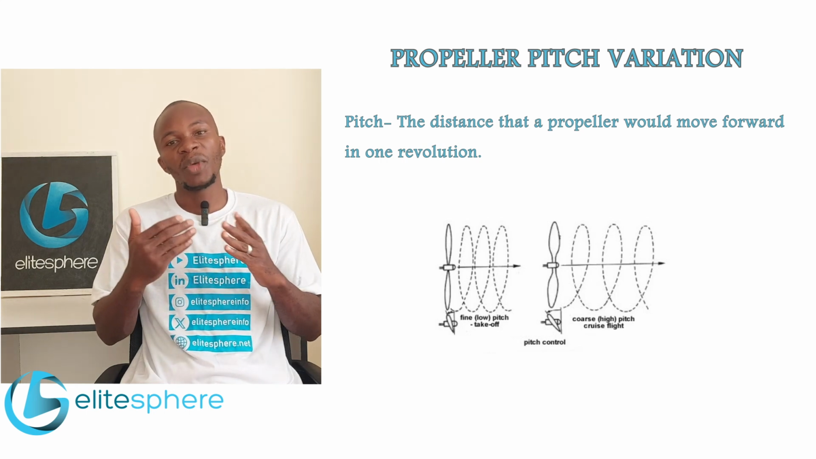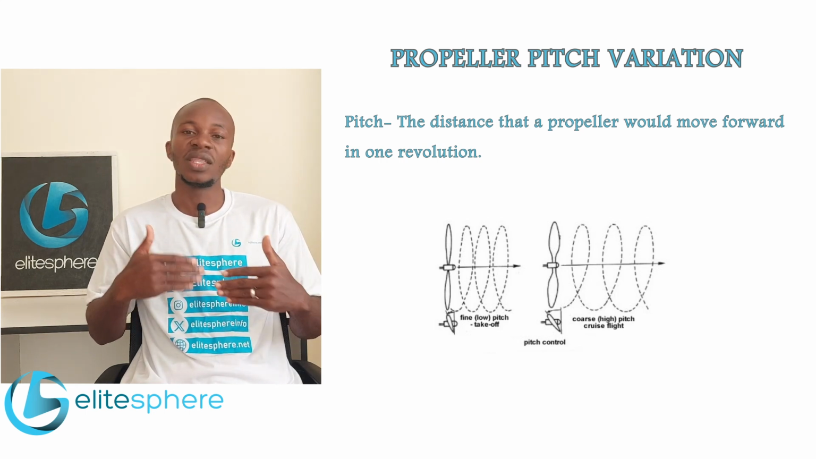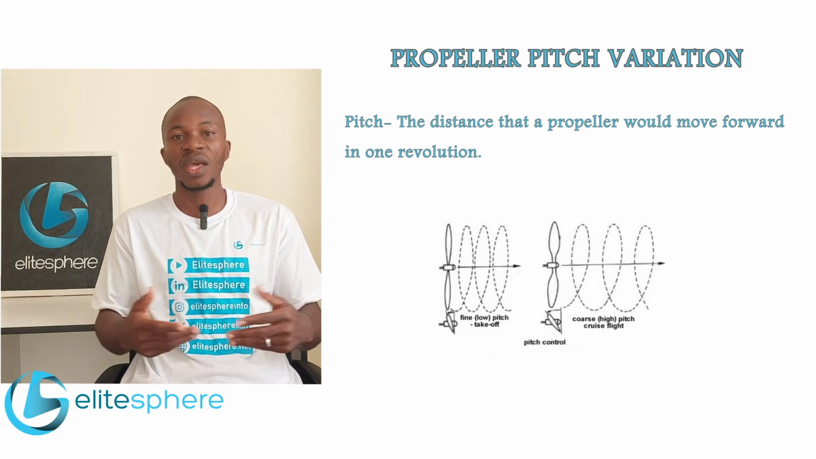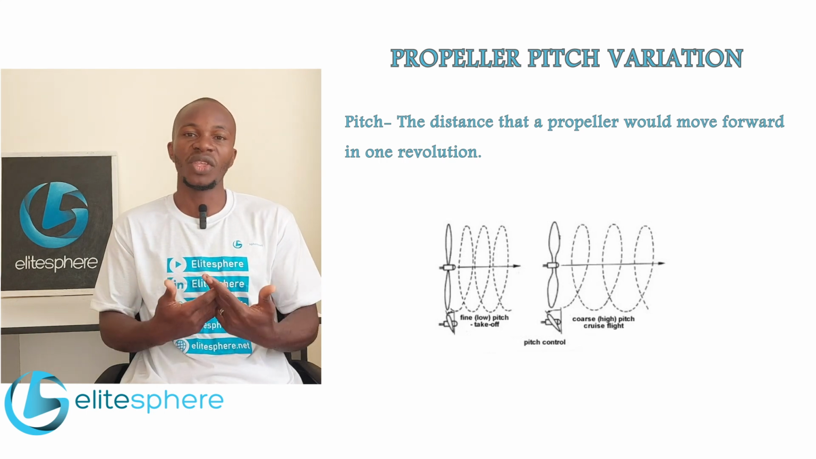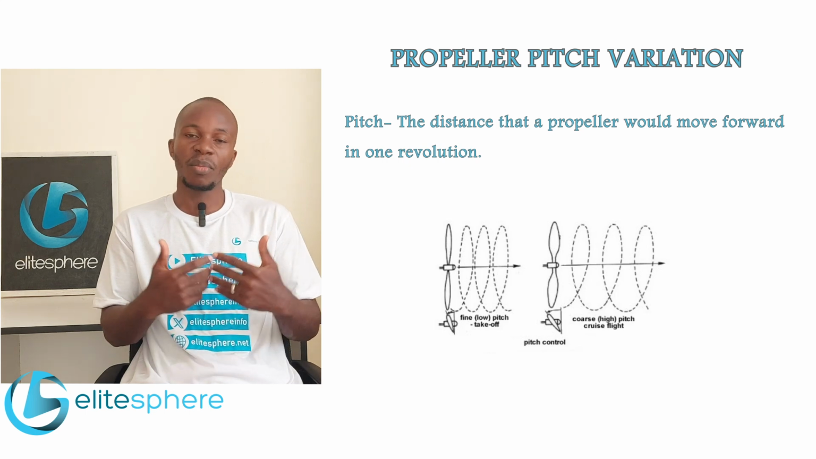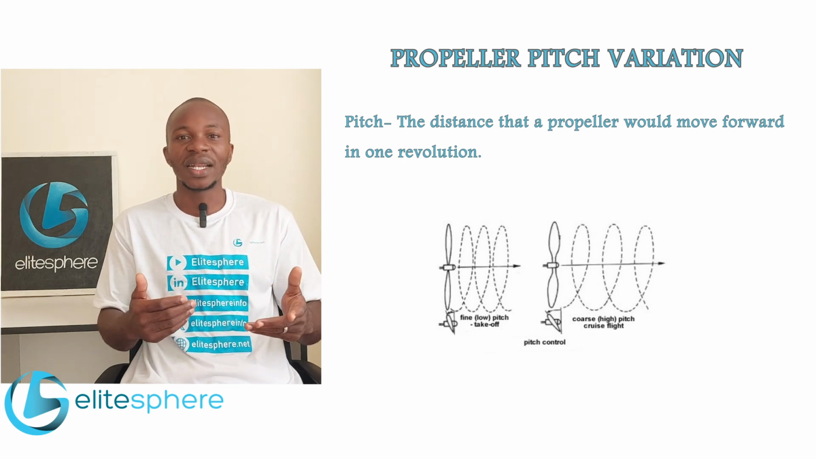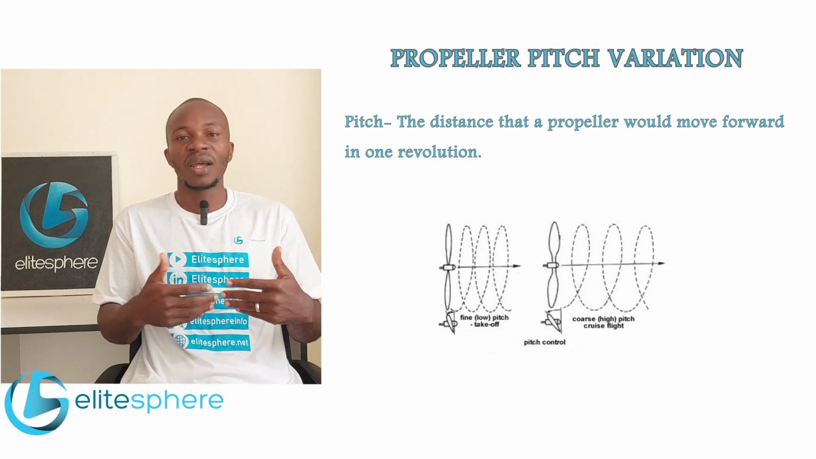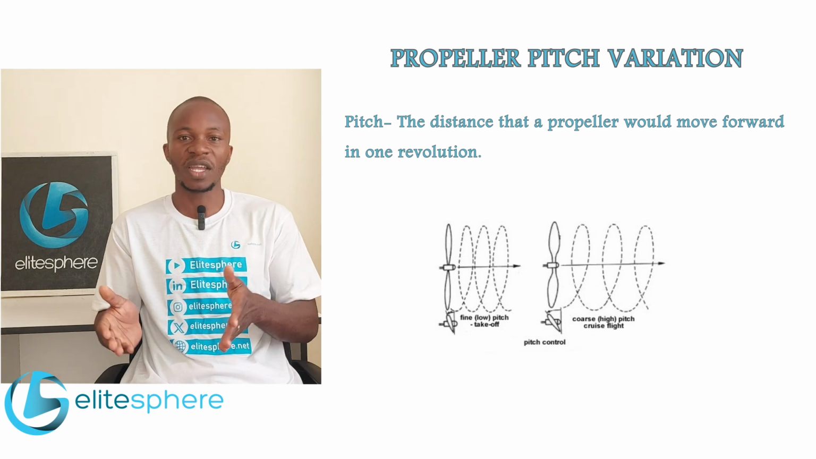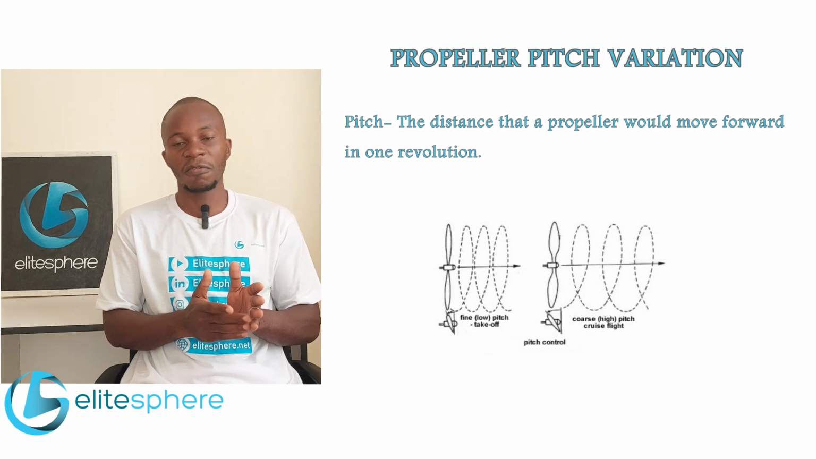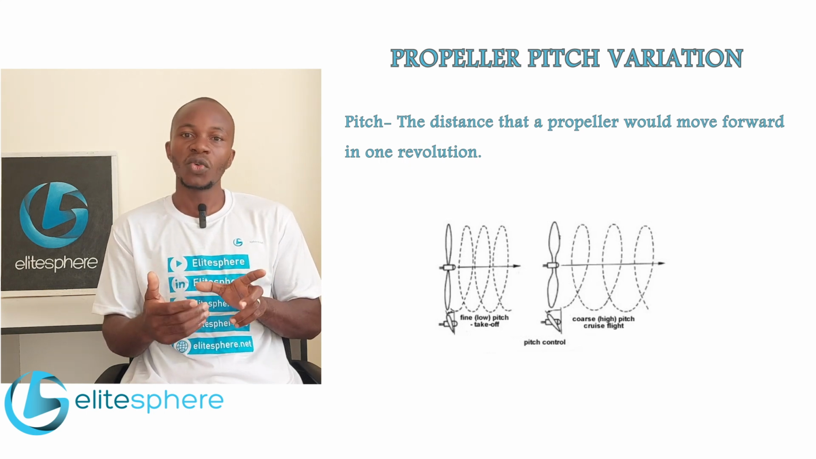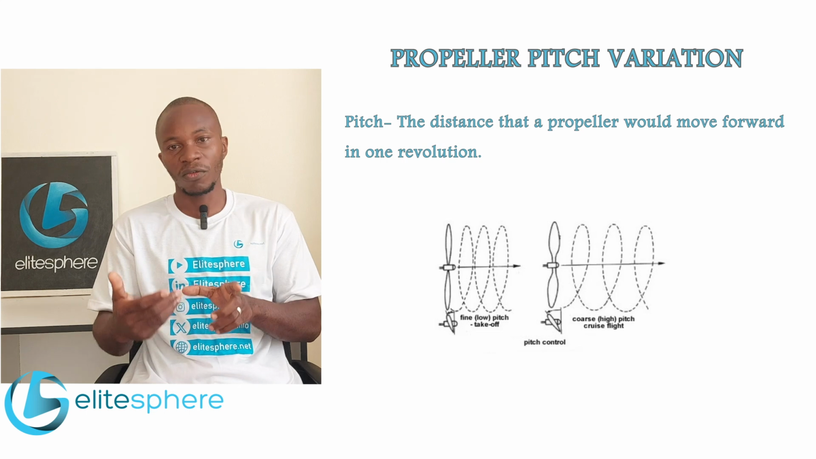Now, if the pitch of the propeller is changed, this distance that the aircraft will move forward in one revolution is also going to change. And this is the reason why the propeller pitch change is very important to aircraft operation. The pitch change of a propeller is done so that the propeller and the engine will give the best performance for a particular phase of flight. For example, for takeoff, there's a pitch that is suitable for takeoff. For cruise, there's also a pitch which is suitable for cruise.